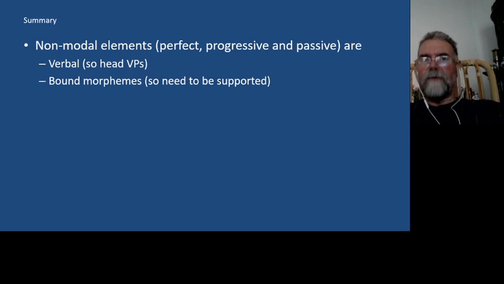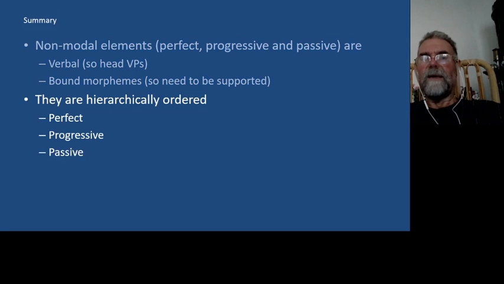Okay, let's summarize what we've just said. Non-modal elements, i.e. the aspectual elements of perfect, progressive and passive, are verbal. Okay, they are heads heading verb phrases. They're bound morphemes, so they need to be supported. And of course, there's various ways you can support a bound morpheme. Either you can move a verb to it, or you can insert something specifically to bind it. They're placed into the structure in a hierarchical order. The perfect is at the top, the progressive follows it, and then the passive follows that.